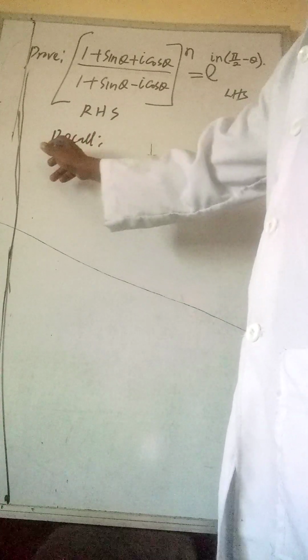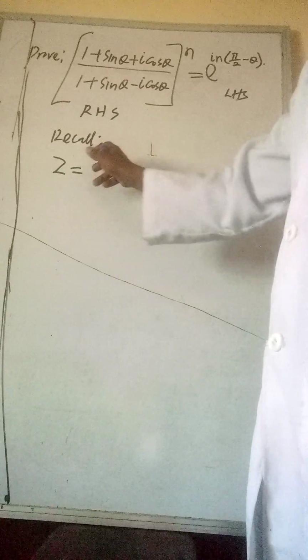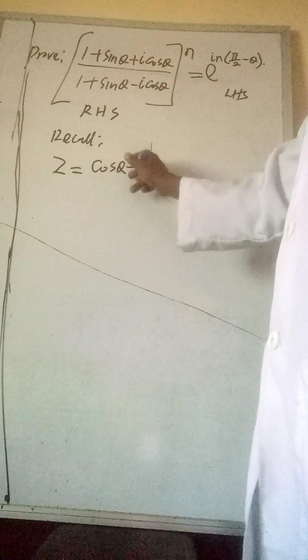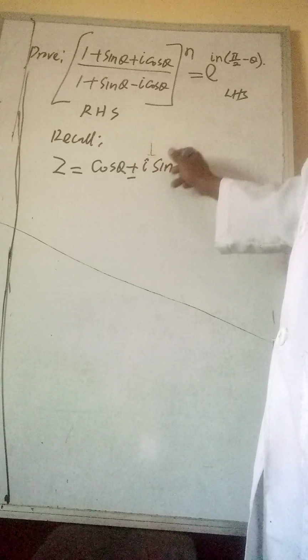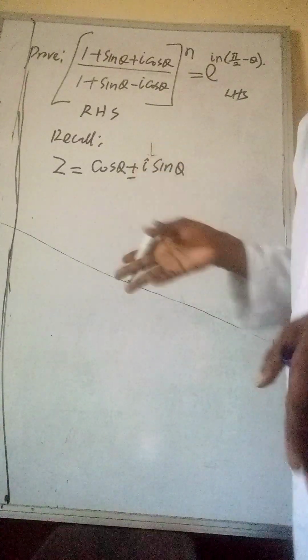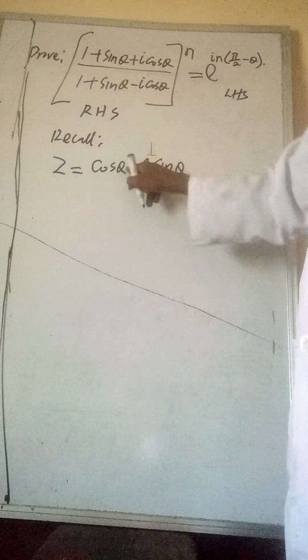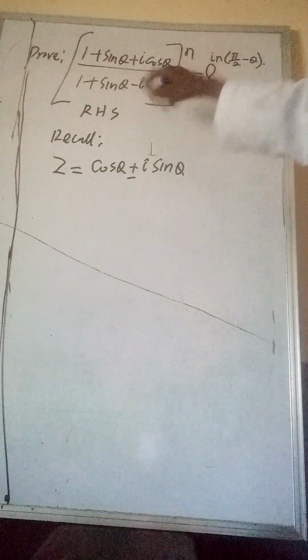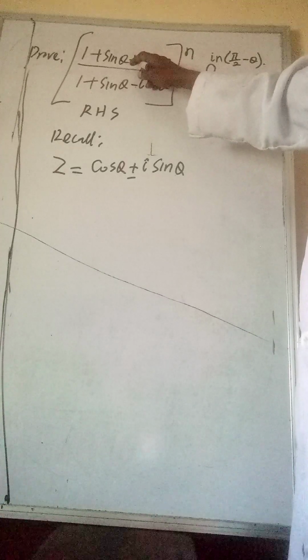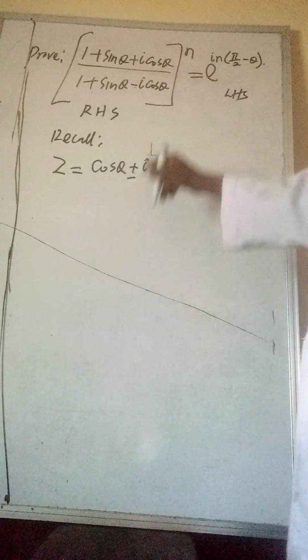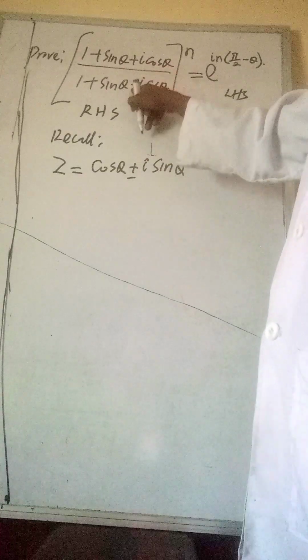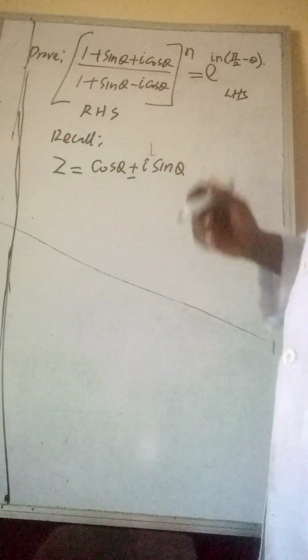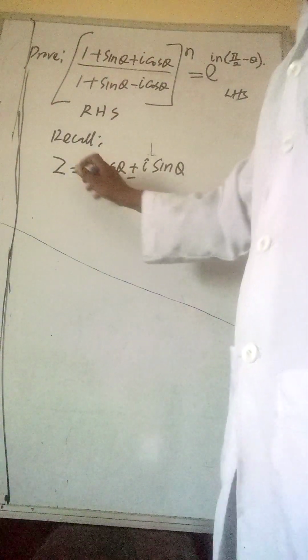You have to recall this, that complex number z in polar form is cosine theta plus or minus i sine theta. I represent the imaginary side. So plus or minus, depending on what the question says. If you look at here, we have positive here, we have negative here. So where negative is, we put negative. Where positive is, we put positive.